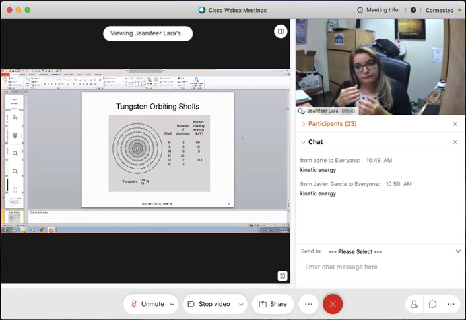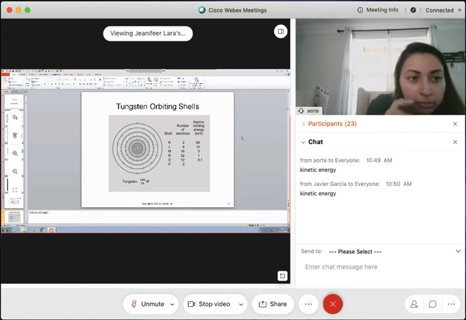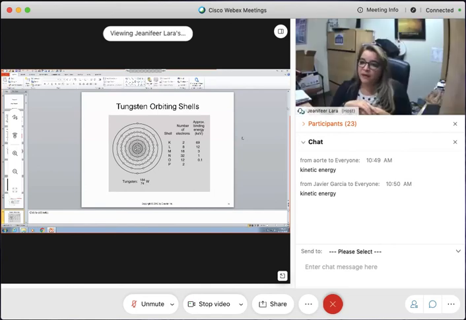Electrons bound to the shell. Electrons that are bound to that shell. That keeps them from flying off. Go ahead.